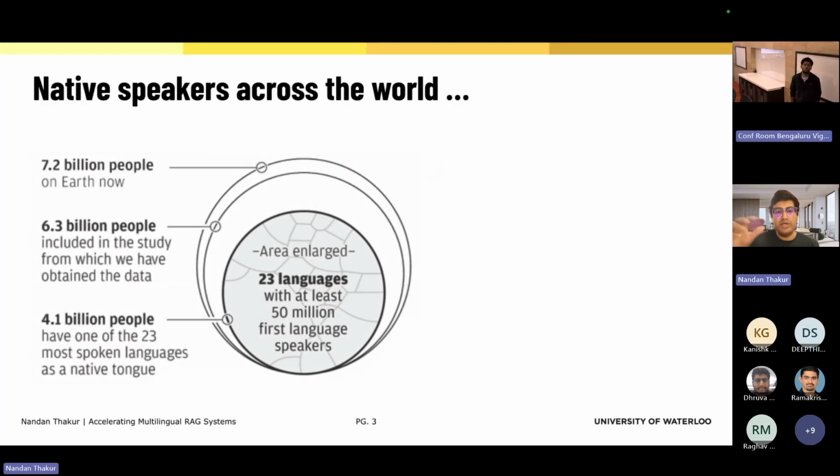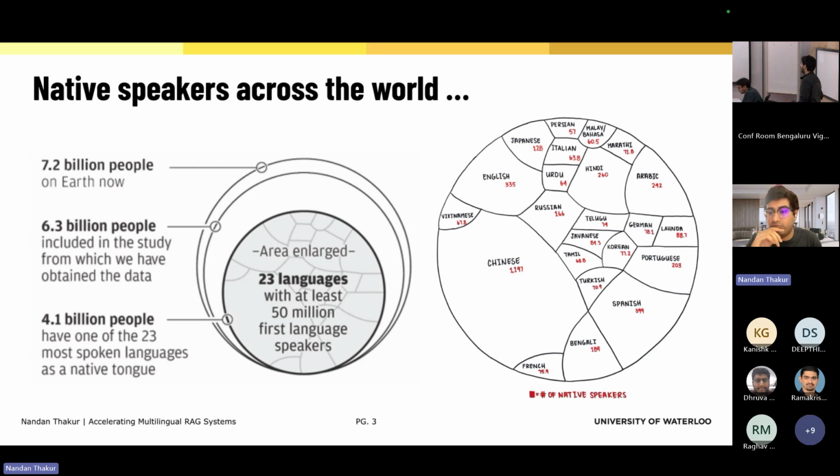So let's start the talk by talking about native speakers across the world. According to the survey, there are about 7.2 billion people on Earth, and for this survey, at least 6.3 billion people were included, out of which 4.1 billion speak one of the 23 most spoken languages as a native tongue. If you see this chart on the right, which I have enlarged, different languages are mentioned with the native speaker count in millions. These contain many Indic languages: you can find Hindi, Telugu, Tamil, Bengali, Marathi as well.